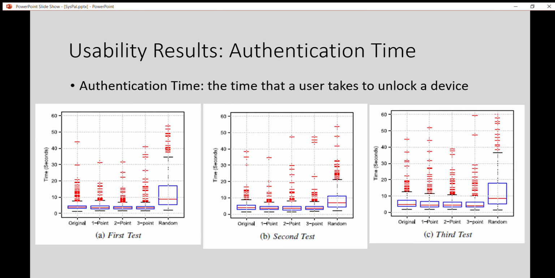Here's a visual representation of what we were looking at on the previous slide. You can see that the authentication time increased for users in the random policy, so it took them longer to be able to unlock their device than it did in other policies, which were relatively comparable. And this is a trend that we can see over the 2-minute time period, 15-minute time period, and the 24-hour time period.